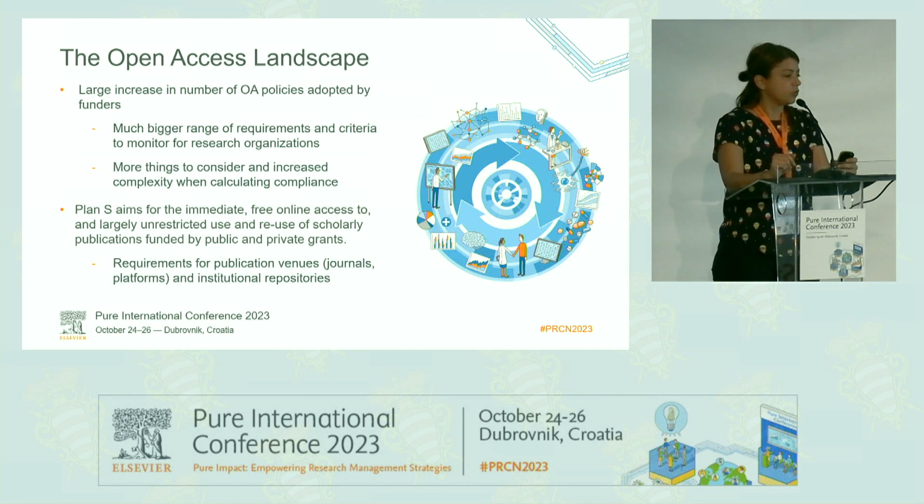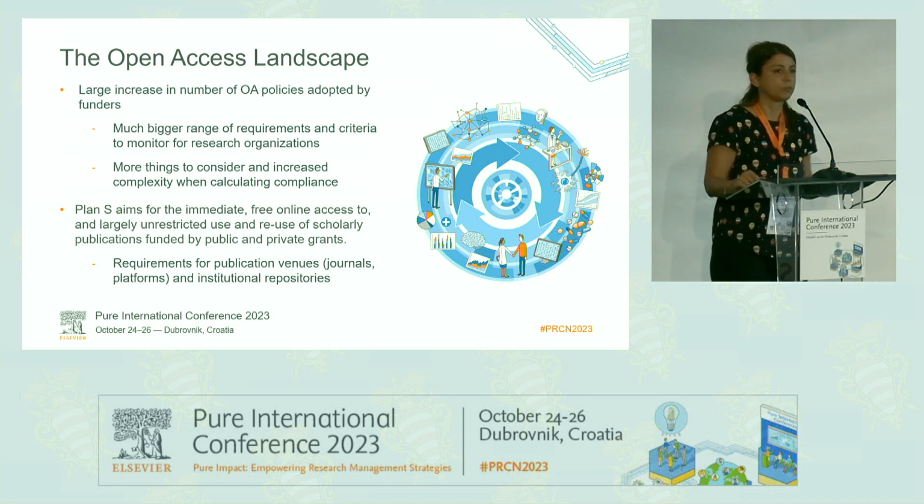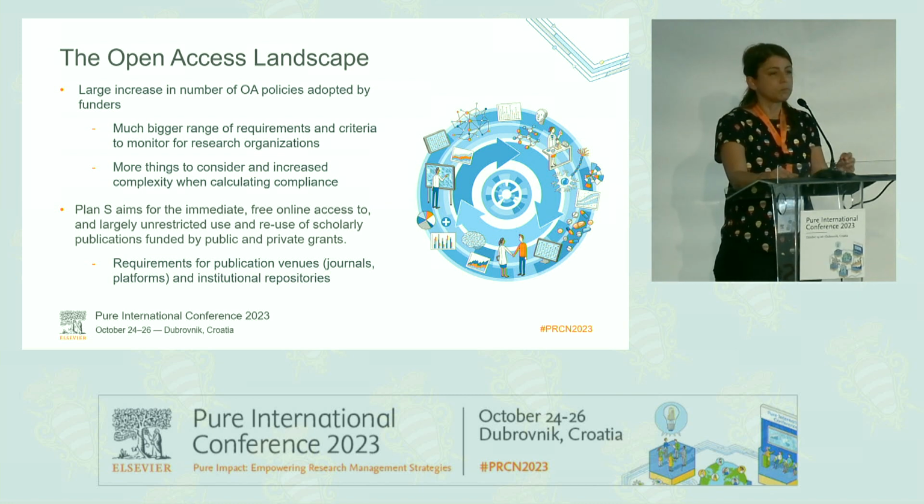Just to talk a little bit about the open access landscape, we know that there are a large number of funders, and the number of open access policies adopted by the different funders and governments is growing. These are very similar to each other, so the basic principle of open science and open access remains the same, but there are different requirements depending on the policy, and the range of requirements is growing. There are more things to consider, and the complexity of reaching, maintaining, or even calculating compliance is increasing.